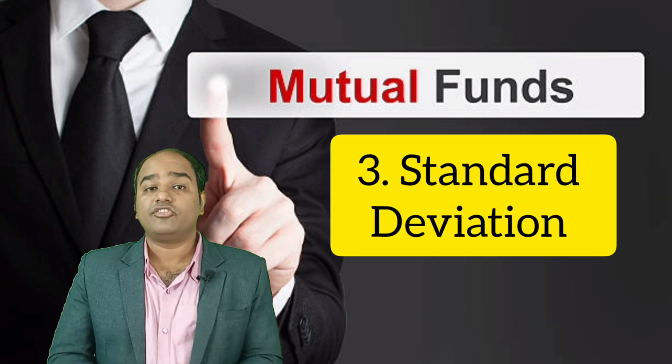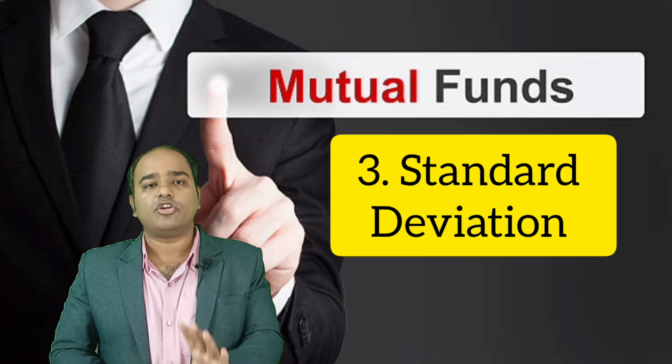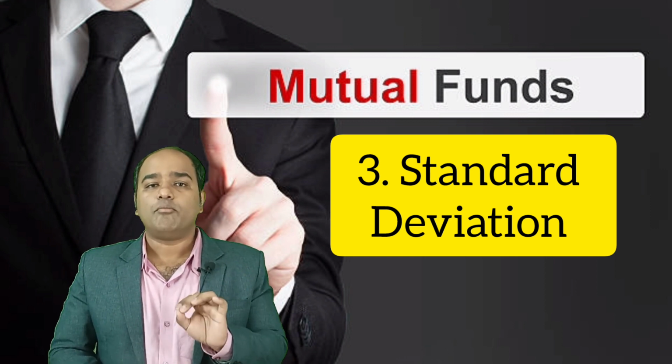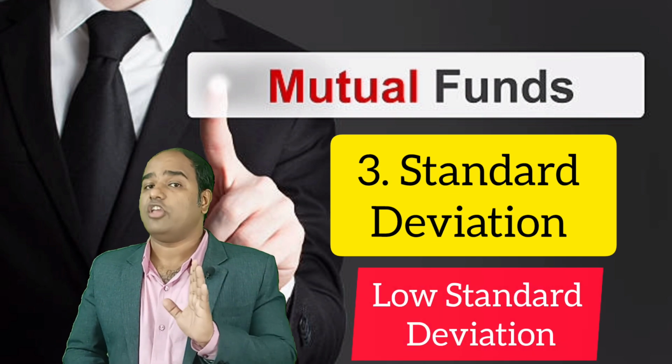The third indicator is standard deviation. In simple terms, it measures the volatility of the fund. The higher the number, the more volatile the fund. A low standard deviation value is always preferable.